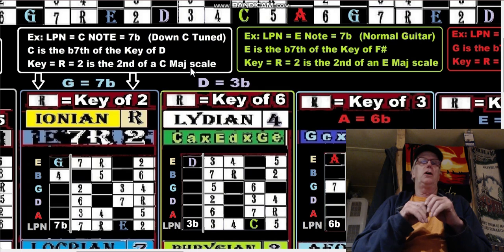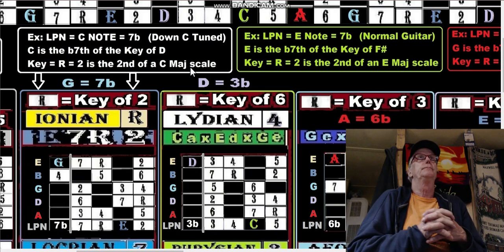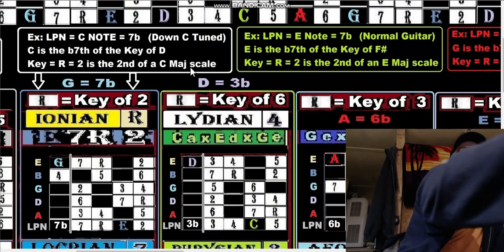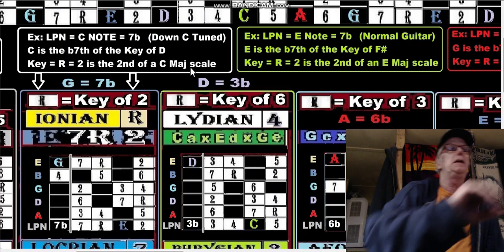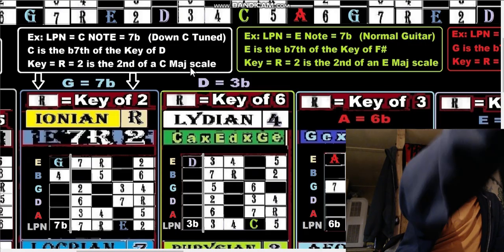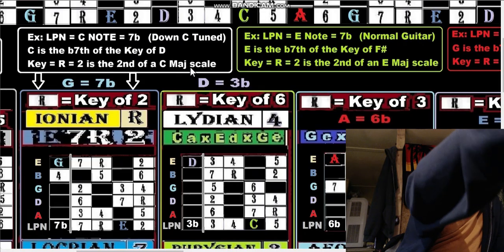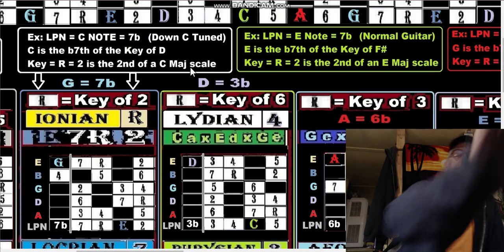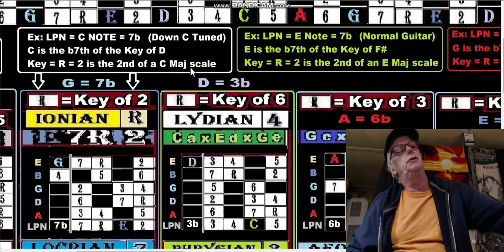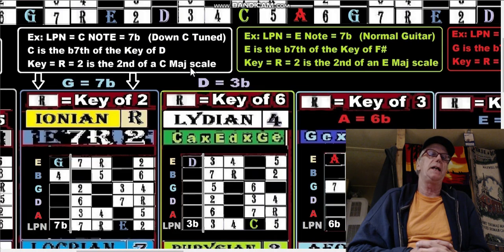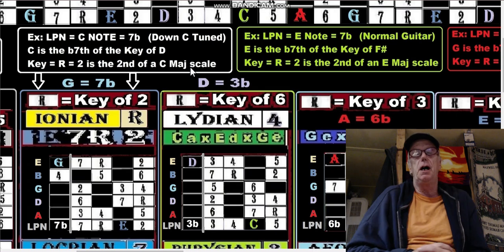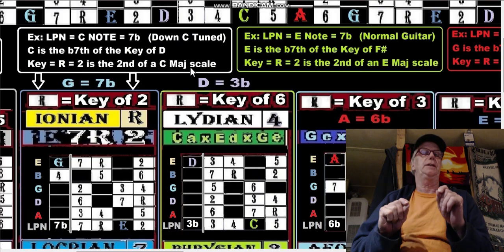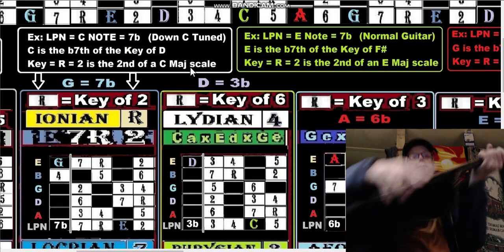So when I say R equals some number, this is going to be a chromatic number. Here's your C scale. If the lowest playable was E, it would be an E scale. It's going to be a chromatic scale. The key number is going to be one of those chromatic scale members starting on the lowest playable note. That doesn't change. The lowest playable note is the lowest playable note.